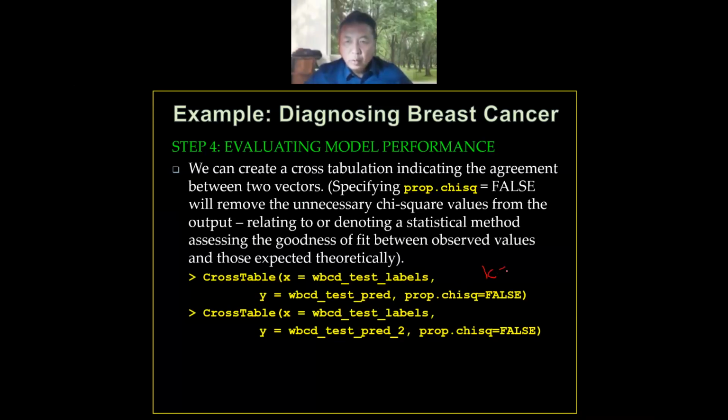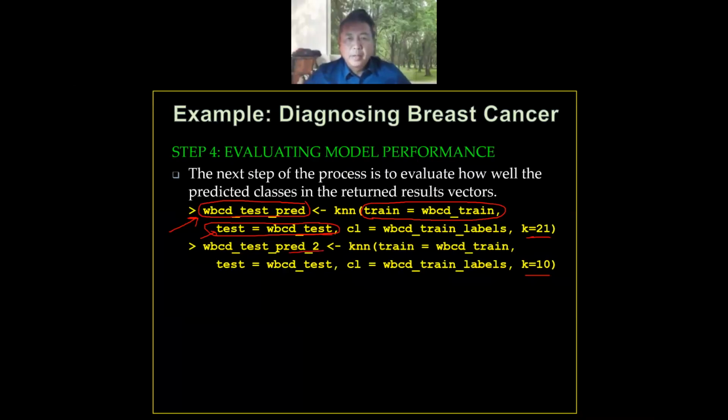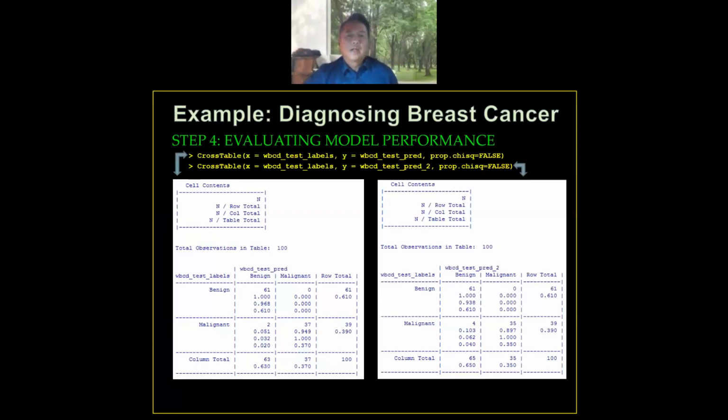So it is for k equal to 21, based on the name here. Okay, so what we have here is the actual label that we have. This is produced when we perform a cross table between the test label and also the predicted test value. So for the benign ones, 61 of them are predicted as benign. Okay, so this is the prediction.